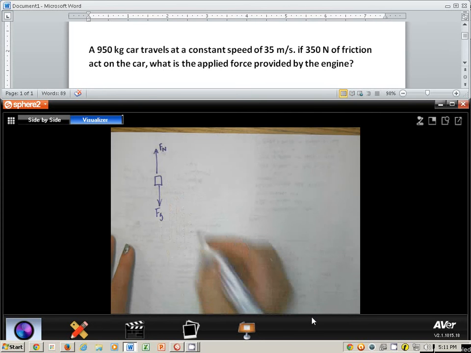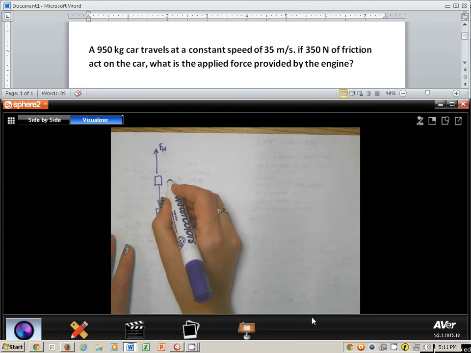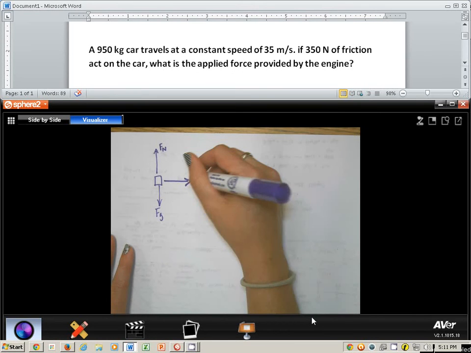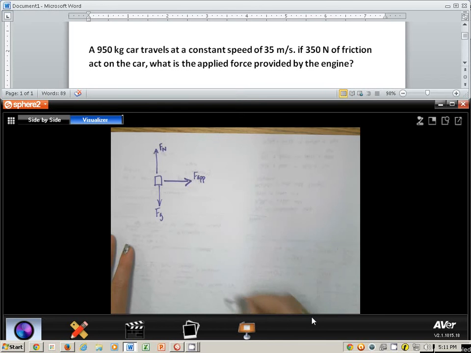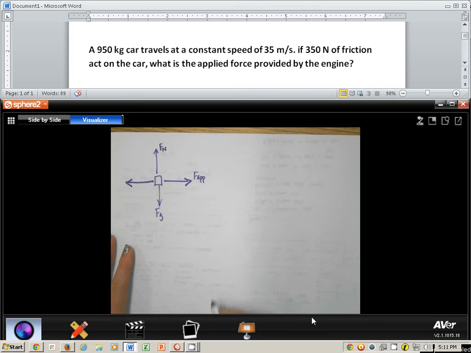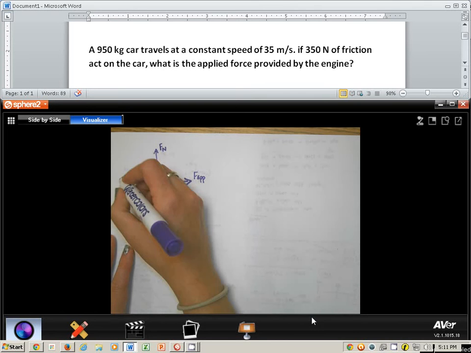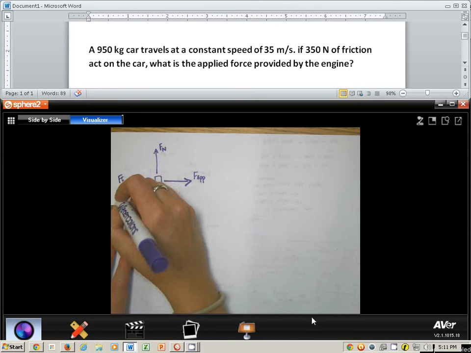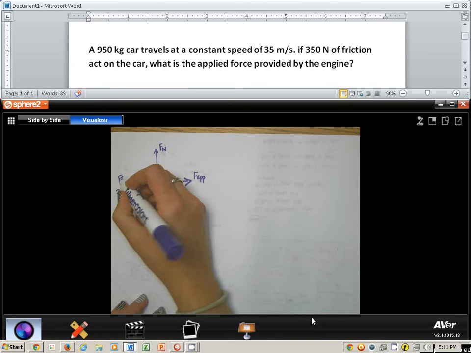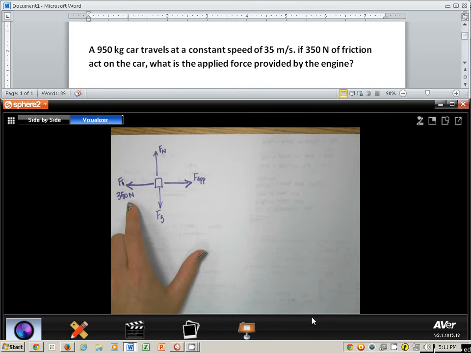And so it says that it's traveling, then there has to be some sort of applied force to make it travel. But this time it tells me that there's friction. It says that there's actually F of F, 350 newtons, acting against the car, because I know that friction opposes motion. So it's going to be acting in the opposite direction. If you took these two things and flipped them this way, it would have no consequence on your problem.